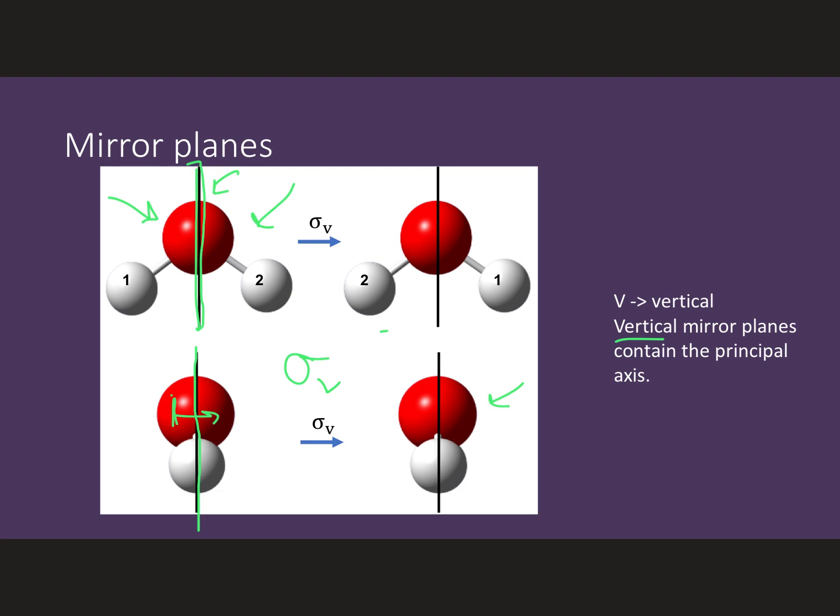And vertical mirror planes will contain the principal axis of the molecule. So remember, we could think about this having a C2 rotational axis, where we would swap those 2 through a rotation. So the mirror plane is here. It contains that principal axis. So therefore, we have a vertical mirror plane here.